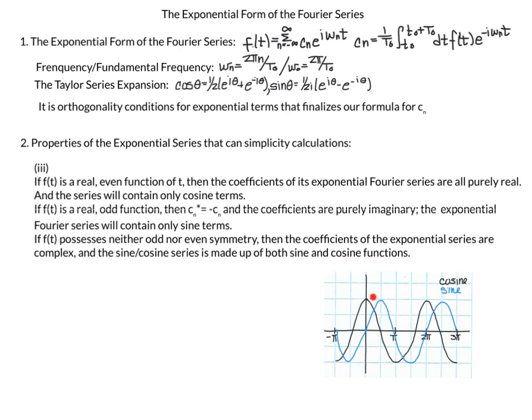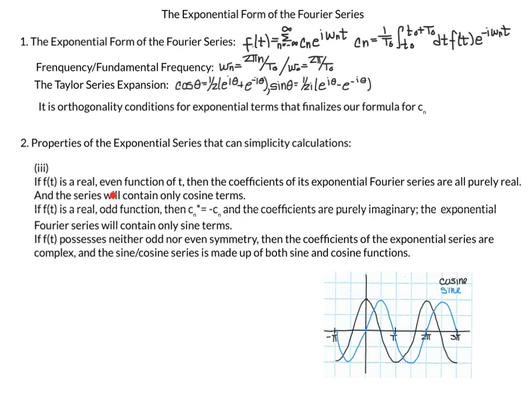If you have something that's symmetric about the y-axis, it makes sense you're going to use a bunch of cosines, other things that are symmetric. It's going to be really hard to get that symmetry if you're starting with an odd function. Similarly, if f of t is a real odd function, then the complex conjugate of our coefficient is equal to the negative coefficient. The coefficients are purely imaginary, and the exponential Fourier series will then contain only sine terms.